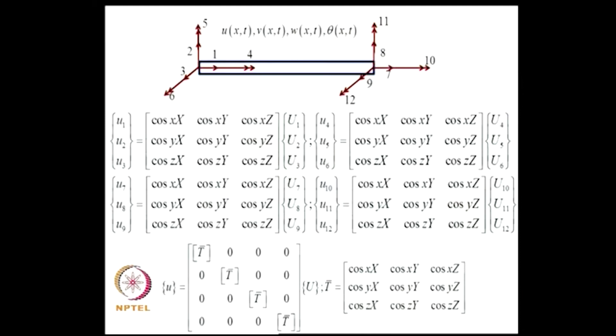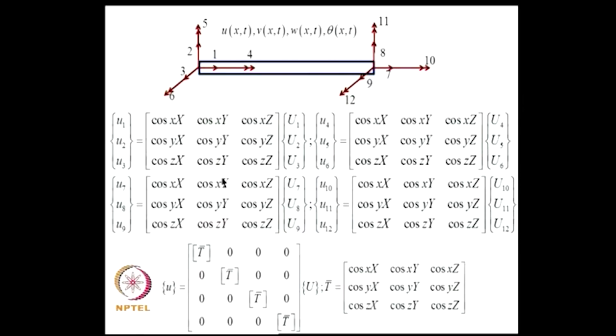Now, let us look at the rules for coordinate transformation for the beam element. So, u1, u2, u3 denote the position of the node at the left end. That is related to the position in the global coordinate system, let us call it capital U1, U2, U3, through this matrix. Similarly, u4, u5, u6 is related to capital U4, U5 and U6 through this relation.